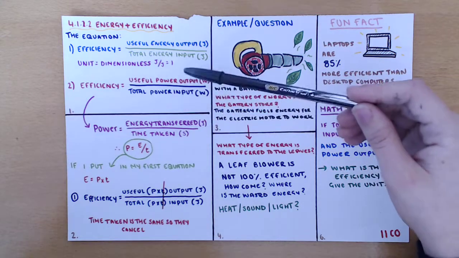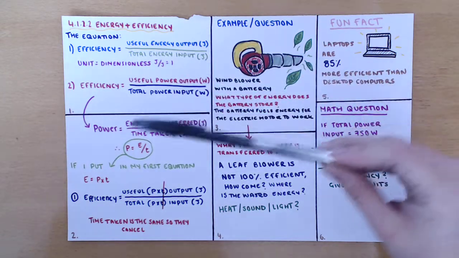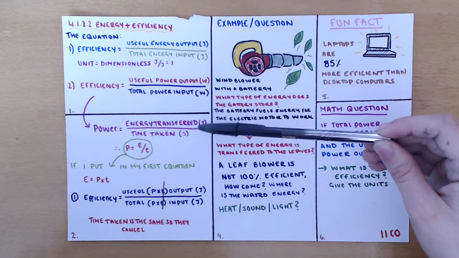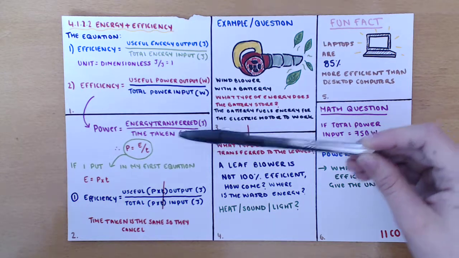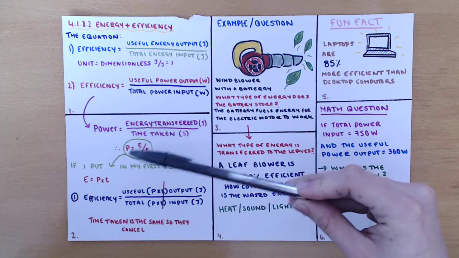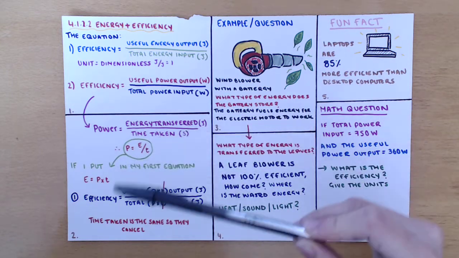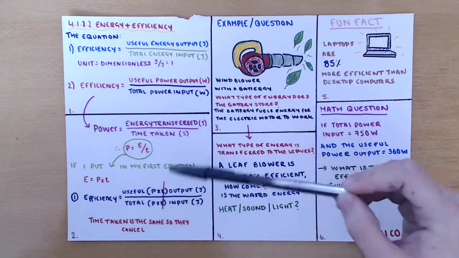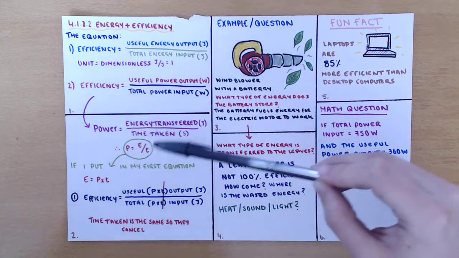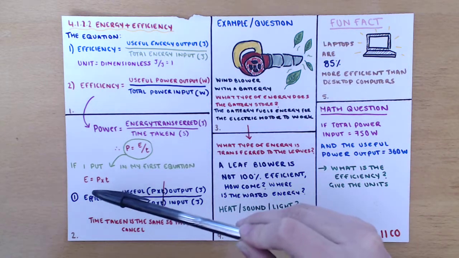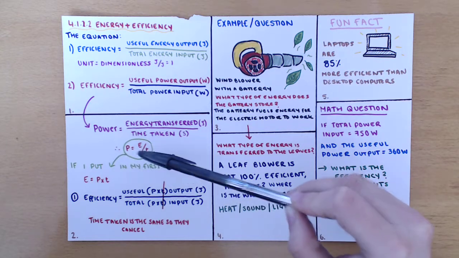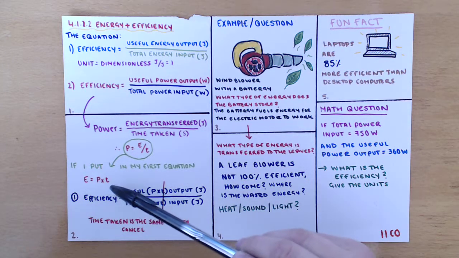Now, I'm going to show you how we get this equation. So power, a recap on power, is energy transferred in joules divided by the time taken in seconds. Just by its capital letters, P is equal to E divided by T. If I rearrange this so that E is the subject of the equation, multiply both sides by T, you get E is equal to power times time.